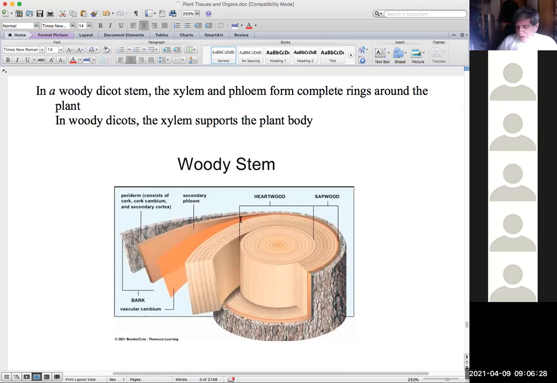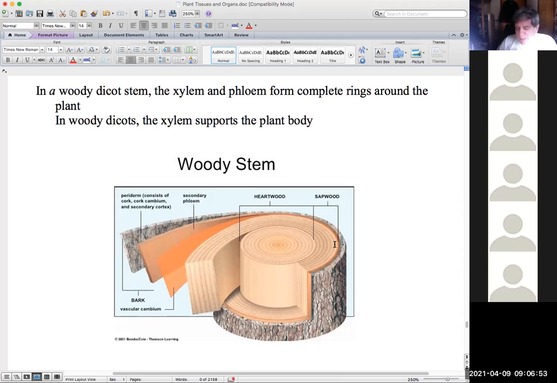And we can divide this wood up into two basic categories. Remember that the vascular cambium is on the outside, right between the xylem and phloem. And that means the newest xylem is close to the vascular cambium. So the newest xylem is towards the bark here. The oldest xylem is in towards the middle, towards the pit.